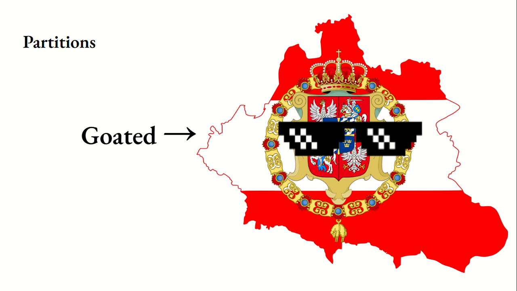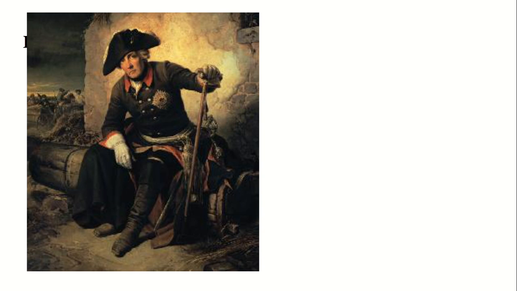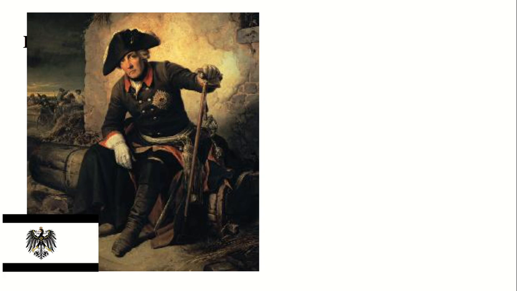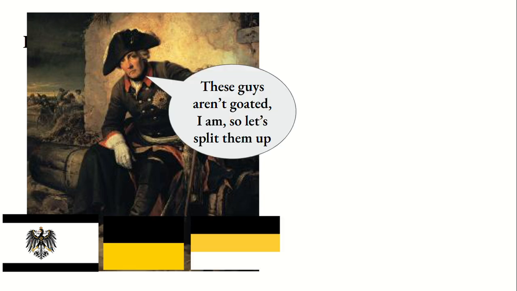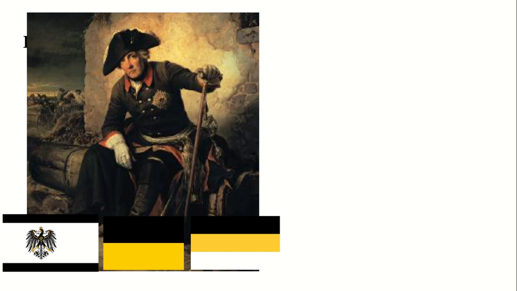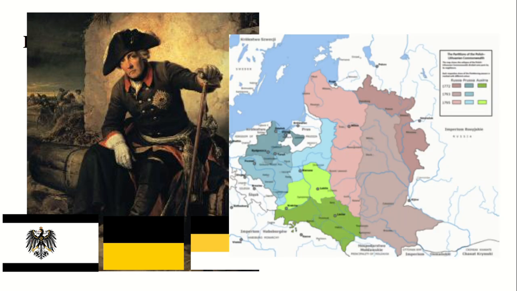However, after Jan III Sobieski's reign, the Commonwealth really started to decline. And then this guy, Frederick the Great, you might have heard of him, came along. He was the king of Prussia, and he talked to Austria and Russia and basically said, these guys aren't goated, I am, so let's split them up. And that's exactly what they did.